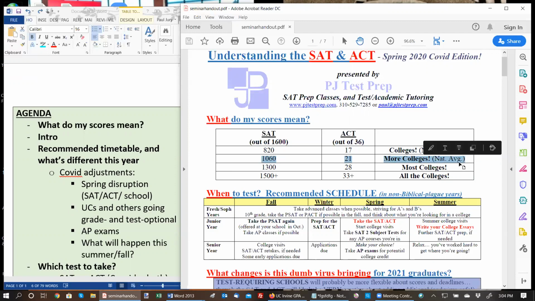This is the national average. So even though you might think, oh, a 21's not that great, I had a friend who got a 34. Well, your friend is a very amazing test taker. 21 is still better than half the kids in the country. So you did okay. Might not be good enough for Princeton, but there's definitely a lot of places that will accept you.